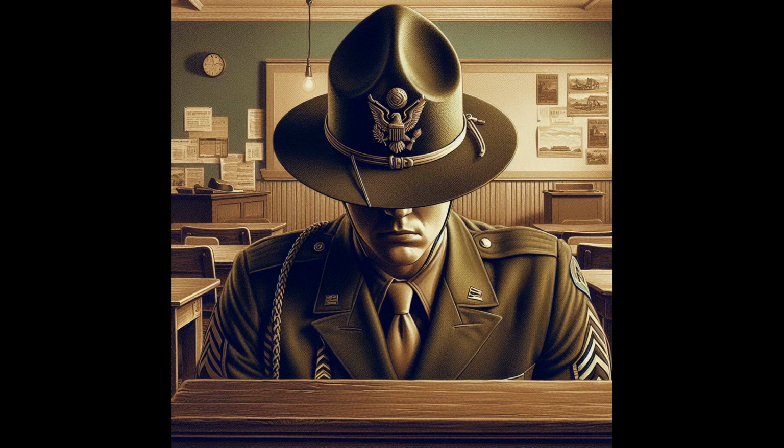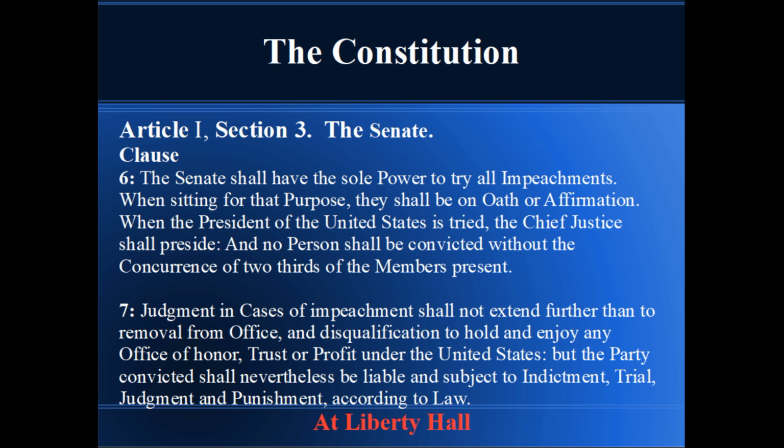The Senate chooses other officers and a temporary president when the Vice President is absent or acting as president. Article 1, Section 3. The Senate. Clause 6. The Senate shall have the sole power to try all impeachments. When sitting for that purpose, they shall be on oath or affirmation. When the President of the United States is tried, the Chief Justice shall preside, and no person shall be convicted without the concurrence of 2/3 of the members present.